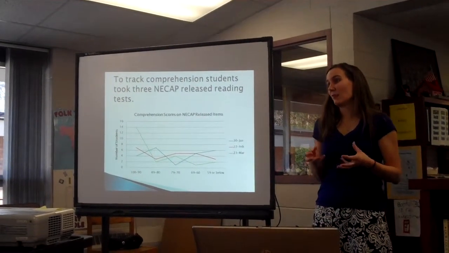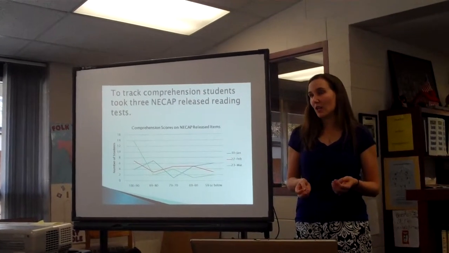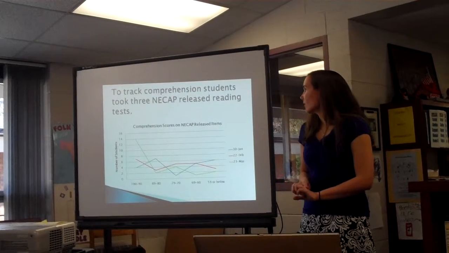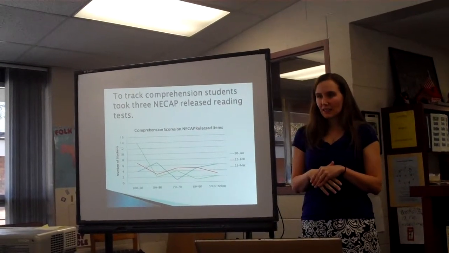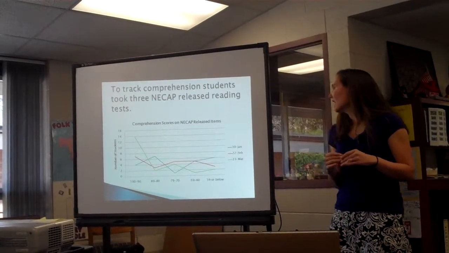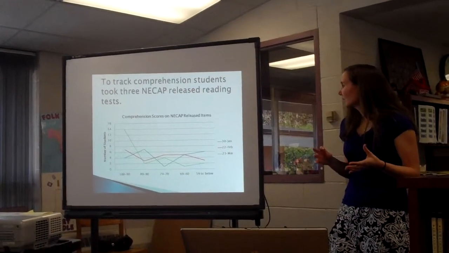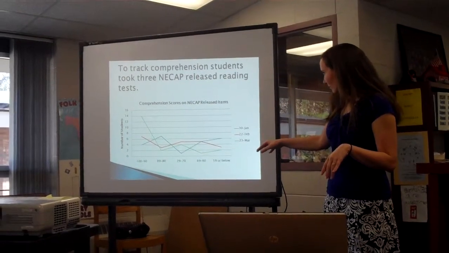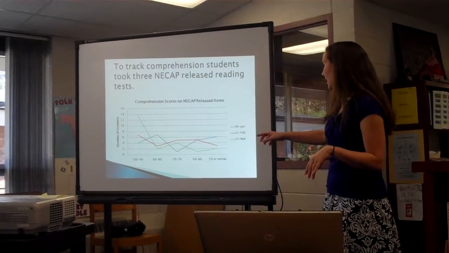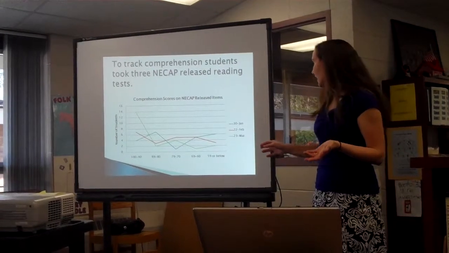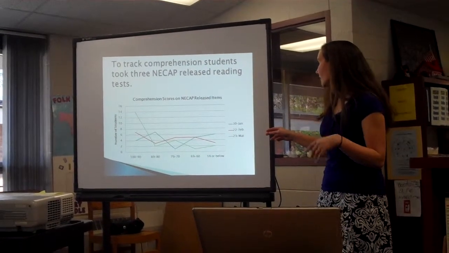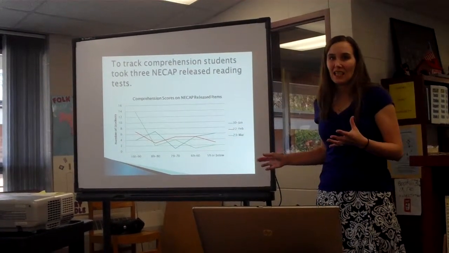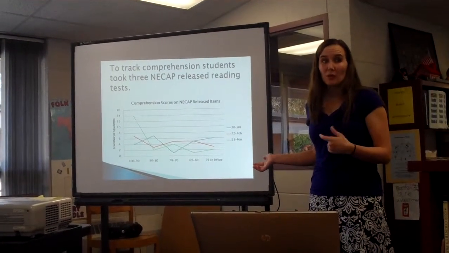Now, while I was teaching on this, I really wanted to see how it affected comprehension scores. So to track comprehension, I gave my students 3 kneecap release reading tests. Here you will see that I put up the data, and at the bottom are your percentiles and the number of students who got that percentile. So on January 30th in the beginning is my blue line. You can see that in total I had almost half my students in that 69 or below range, which was kind of alarming.